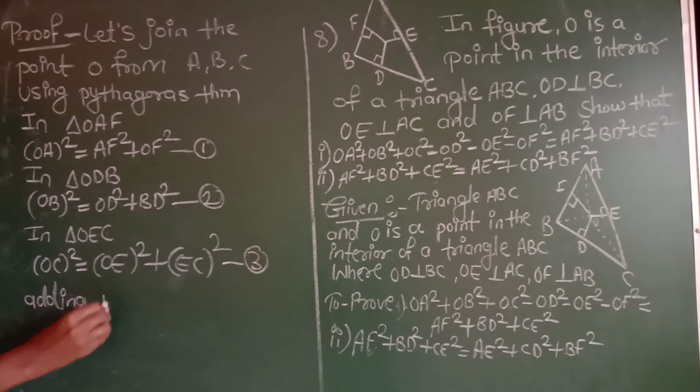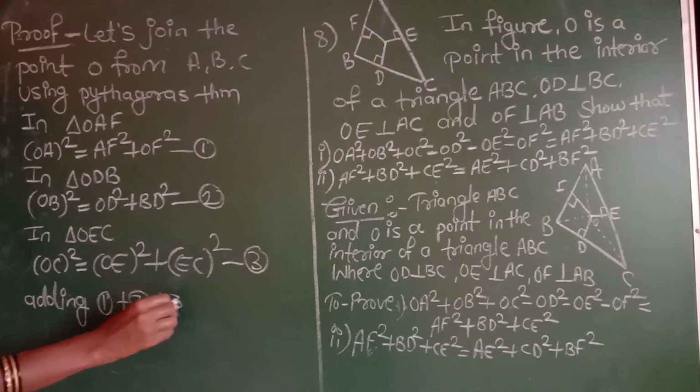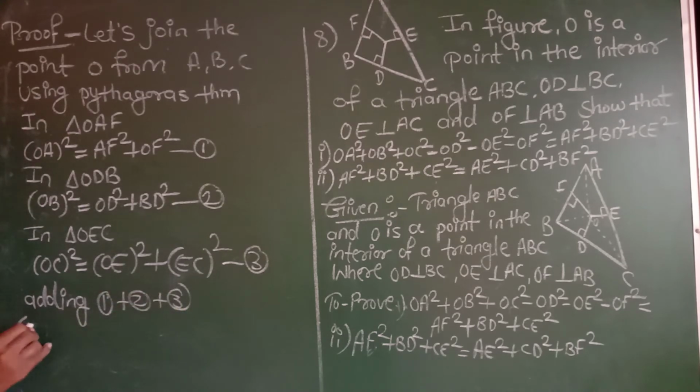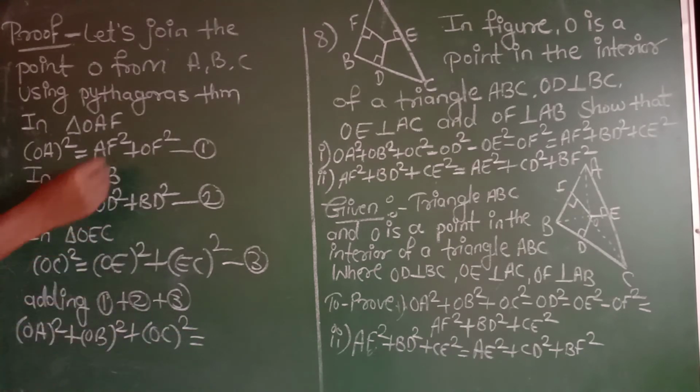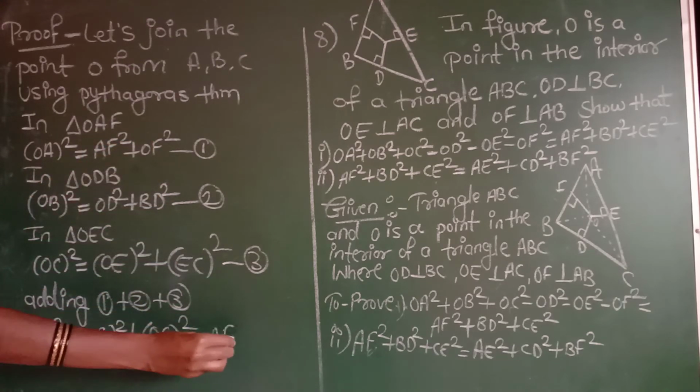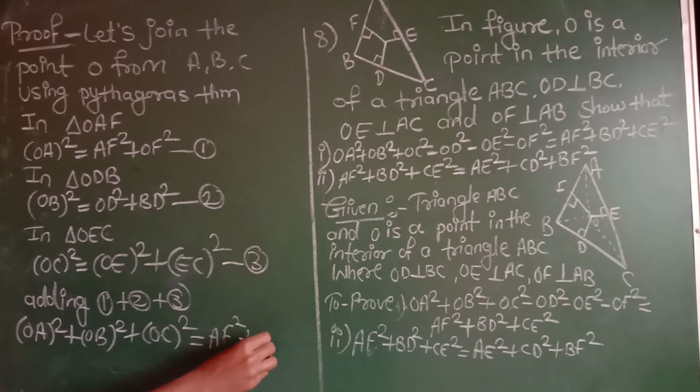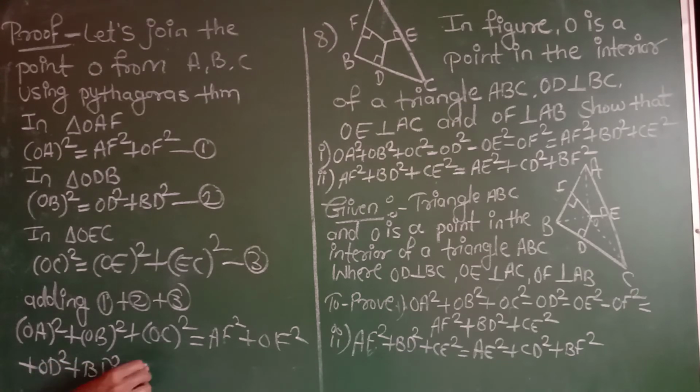Adding 1, 2 and 3, we will get OA square plus OB square plus OC square is equal to AF square plus OF square plus OD square plus BD square plus OE square plus EC square.